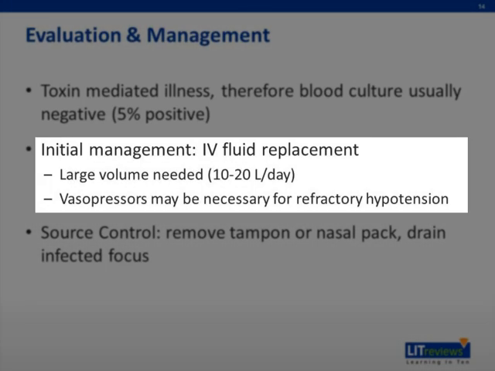The initial management for these patients, because it is a superantigen-mediated illness and because it causes capillary leak and hypotension, is just IV fluid replacement. You might require a large volume of fluid, 10 to 20 liters per day, just because the capillary leak can be so severe. And some patients might require vasopressors to help their blood pressure if the hypotension is refractory.